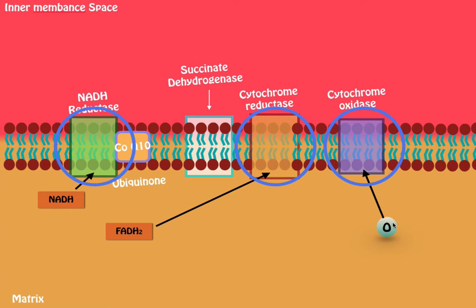So oxygen is considered the final electron acceptor in the electron transport chain. So oxygen plays a very important role in the production of ATP as the final electron acceptor. Now, to simplify this, instead of using the technical terms, we can just use complex 1 for NADH reductase, and then we'll use complex 3 and then complex 4. So complex 1, complex 3, and complex 4.